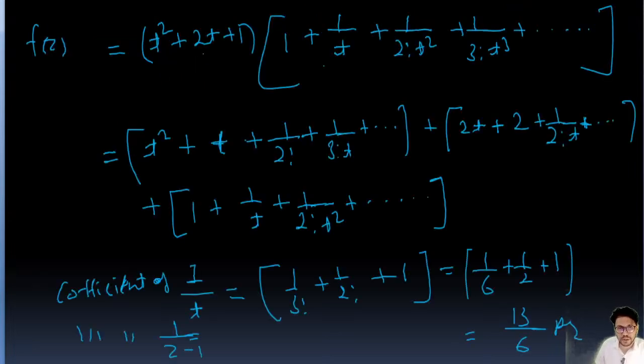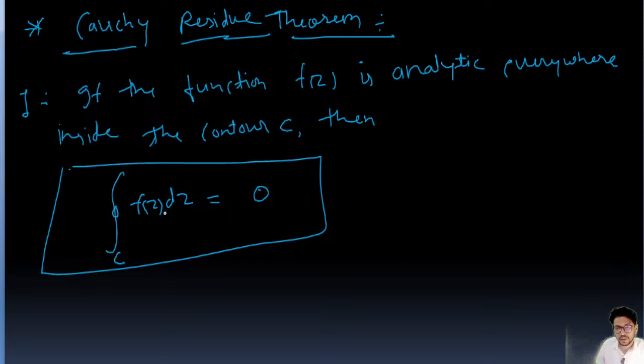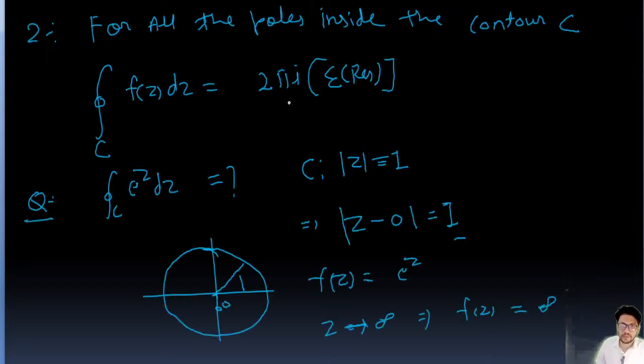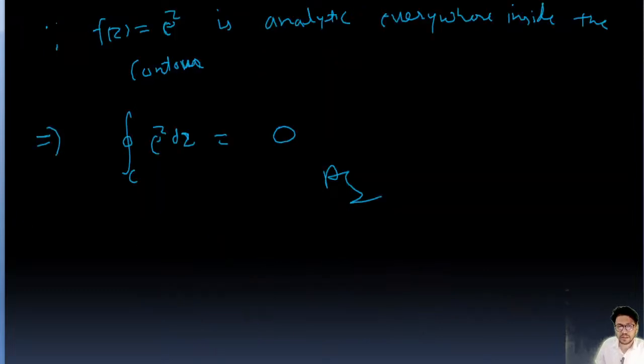We'll use the first Cauchy theorem, right? This is the first one. Integration of f(z) is going to be 0. So the closed contour integration of e to the power z dz is going to be 0. So this is the answer. Very simple, because if there were a pole, then that would have been a different case. We'll do that as well. In this case, because the function is analytic everywhere inside the contour, the value of this integral is 0. Okay, next question.